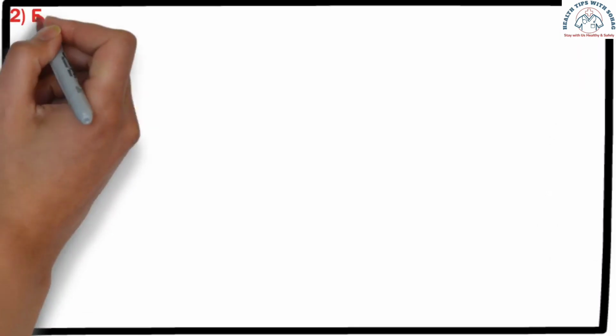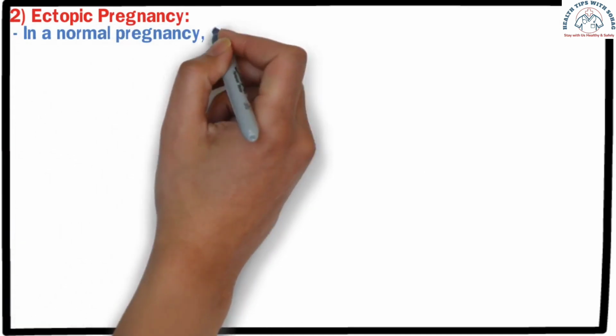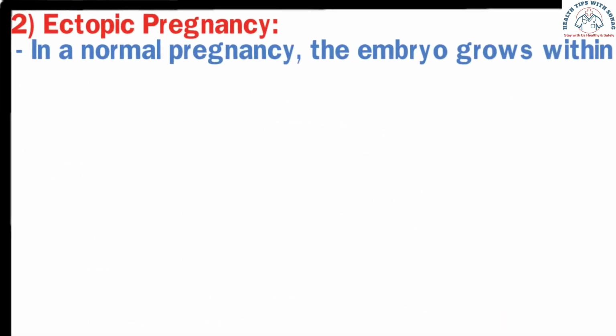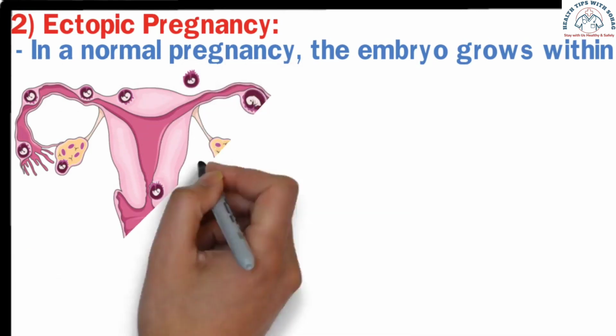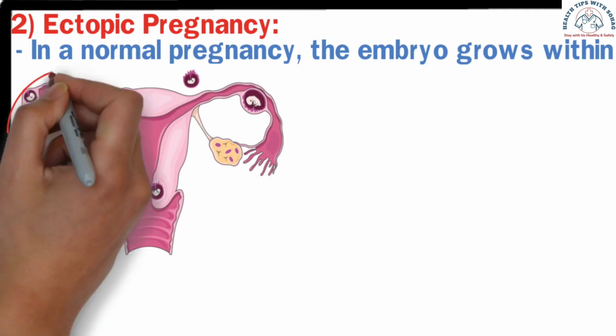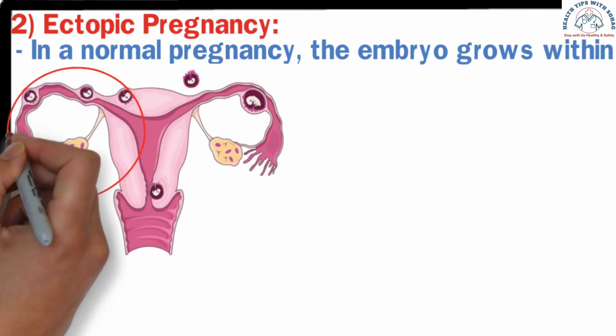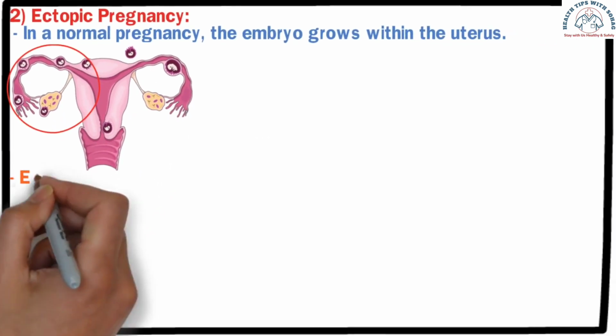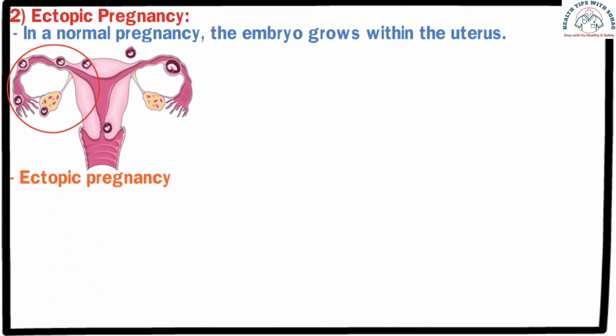Number 2, ectopic pregnancy. In a normal pregnancy, the embryo usually grows within the uterus. However, in some cases, due to various reasons, the embryo does not grow within the uterus but grows outside the uterus, for example, in the ovary or fallopian tube. It is called ectopic pregnancy. This is a life-threatening condition because in such pregnancies, the fetus cannot survive, and if not managed in time, it poses serious risks to the mother's life.